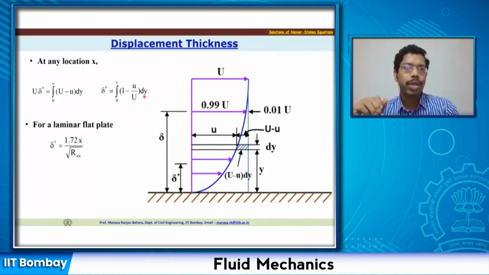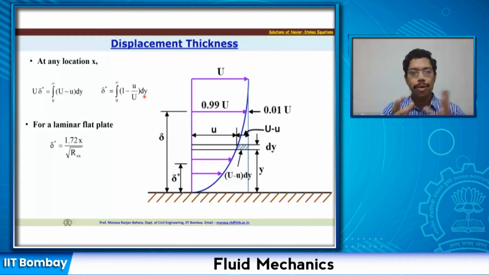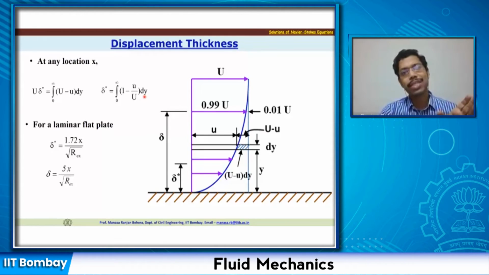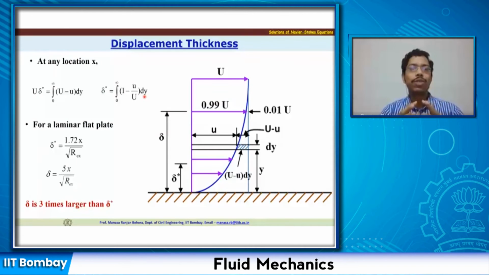boundary layer flow, delta star equals 1.72 x divided by the square root of Re_x. So you can see the similarity in the expression that we derived, or the Blasius solution derived for delta, that is the boundary layer thickness, and the displacement thickness that we have got. If you look at the Blasius solution, it is 5x divided by the square root of Re_x, and delta star is 1.72. So if you take the ratio, you will get almost delta equals 3 delta star.